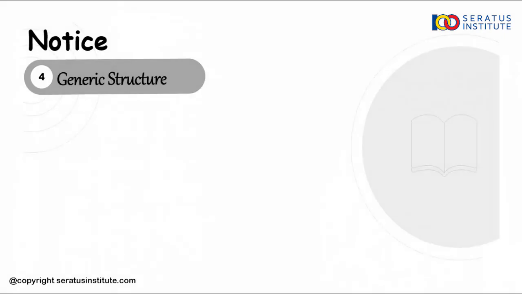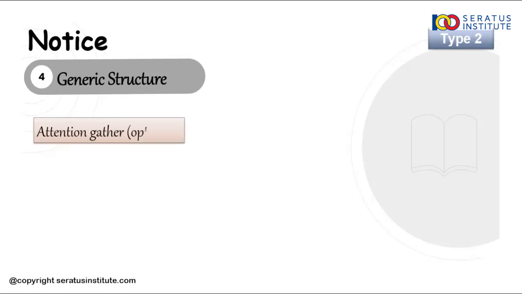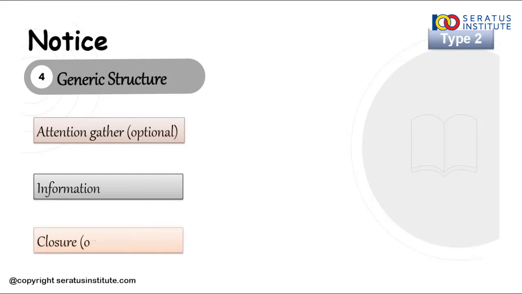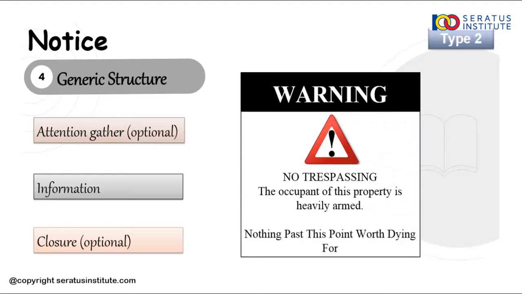Then, let's go to the second type of generic structure. There are three generic structures in Type 2. They are attention gather, and this is optional. Whether you use it or not, it's up to you. Next, information. And the last is closure, and this is also optional. This is the example.